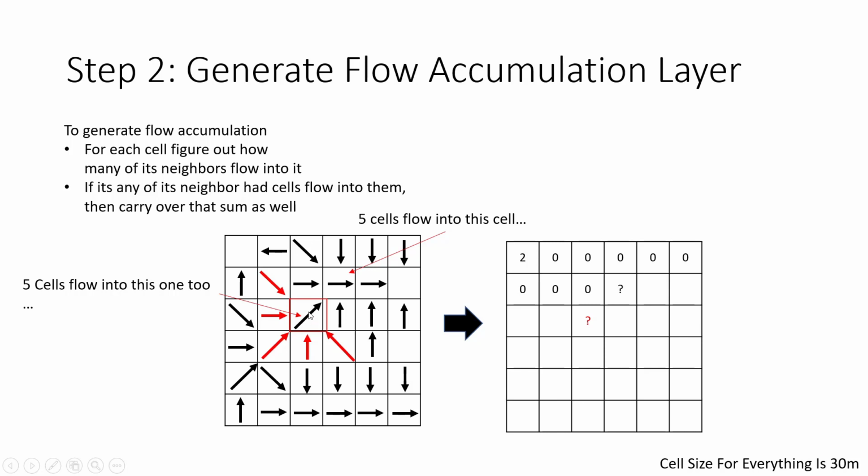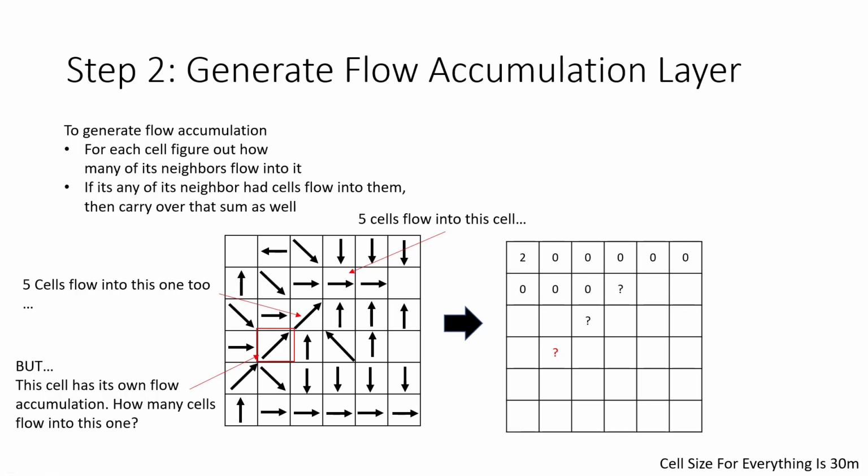So we might be tempted to say, oh, this has a flow accumulation of 5. But again, we have to look at the flow accumulation of all these neighbors. Unfortunately, this cell right here also has flow accumulation. So in order to figure out the flow accumulation of this cell, we have to figure out the flow accumulation of this cell. And the whole point was we were trying to figure out the flow accumulation of this cell. It's that cascading effect where this cell's flow accumulation depended on the flow accumulation of this cell, and this cell's depends on that of this cell.